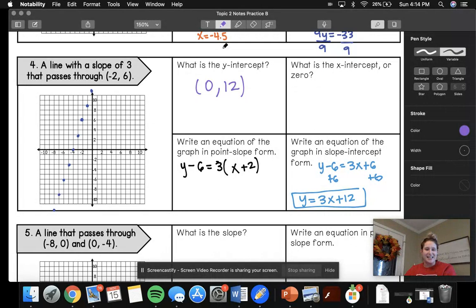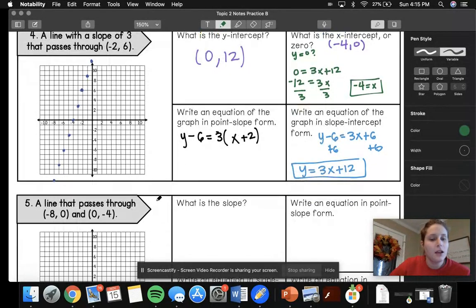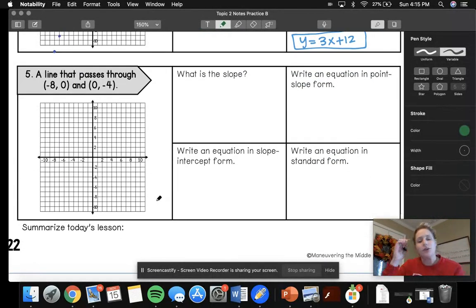From the graph, I can see that it is -4. Sorry, my dog is barking. Mathematically, we could say, when does y equal 0? So 0 equals 3x plus 12, and then we could solve it. So we would take out the 12 and divide by 3, and we would again get -4. Okay, so multiple ways to do the same problem. All right, last problem. Go ahead and try this out, and then whenever you guys are done, go ahead and hit unpause.